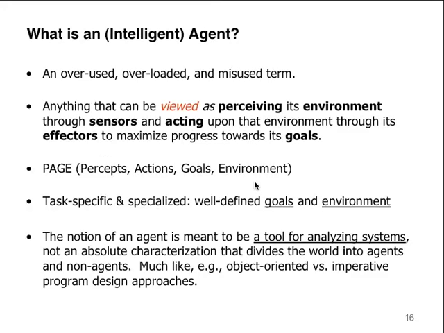The first thing we're going to look at today is what an intelligent agent is. It's an overloaded, overused, and often misunderstood term. It's not misused in terms of an intelligent search agent. People call them search engines, but they really came out as search agents, which is what everybody uses on the internet to search for items. It's a form of agent, actually an information agent. So anything that can be viewed as perceiving its environment through its sensors and then acting upon the environment through its effectors to maximize progress towards its goal is called an agent.